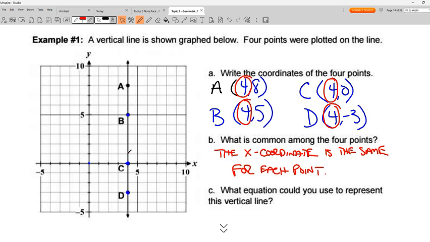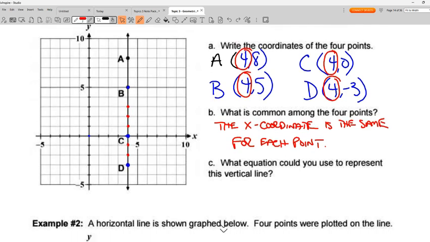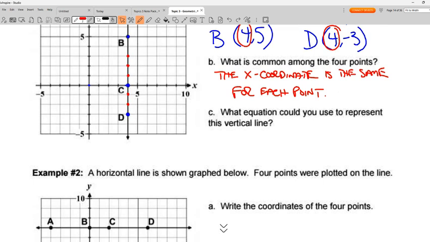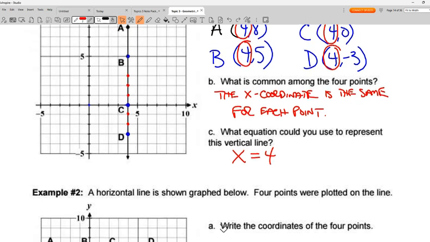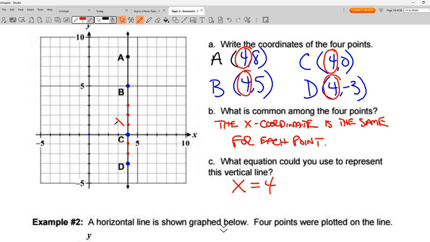So this point right here is at 4, 1. This point is 4, 2, 4, 3, 4, -1, 4, -2. Any point that's along this line has an x coordinate of 4. And since every point has an x coordinate of 4 on this line, what equation could we use to represent this vertical line? Well, this vertical line would be the equation x equals 4, since every point has an x coordinate of 4. So I can actually label that on my line just like this, x equals 4.